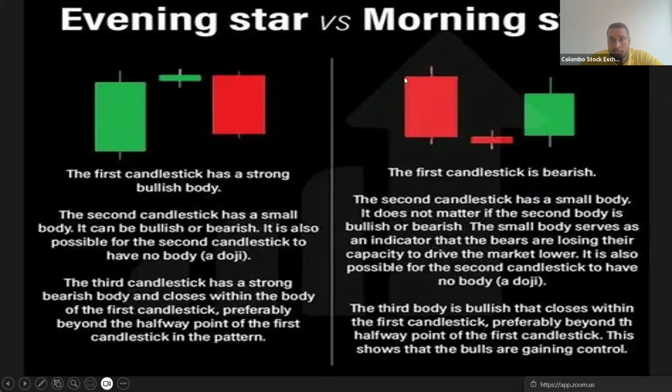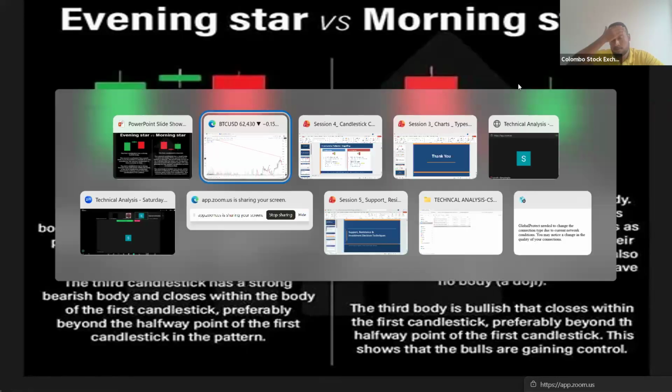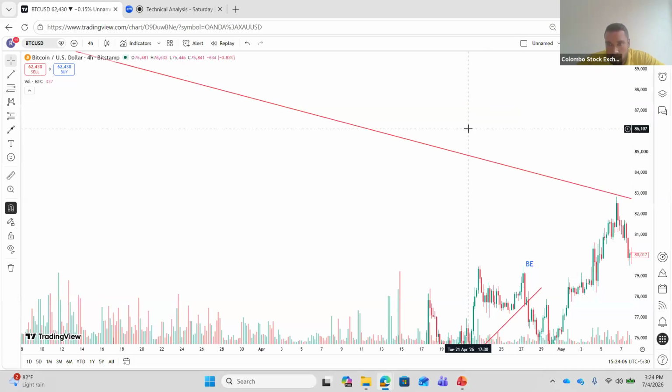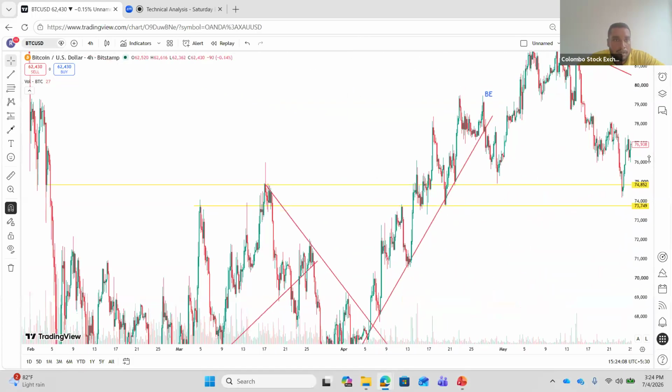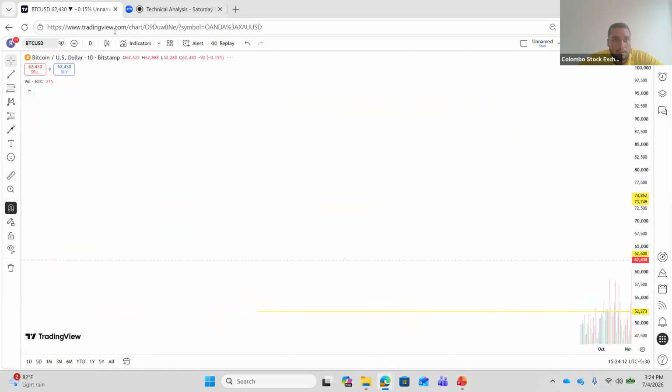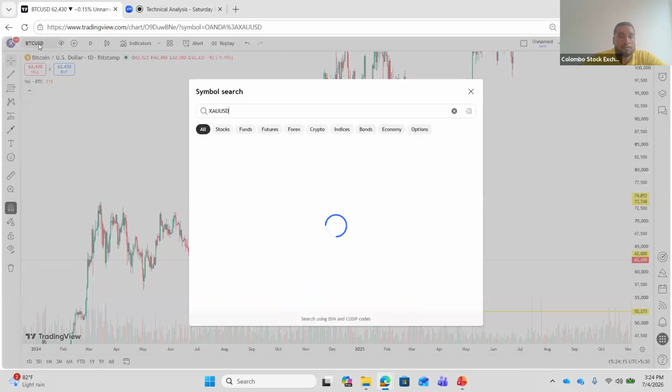By midpoint, what I mean is the middle of the opening and the closing price, okay? Not the high and the low price. The body, the middle of the body, right? Basically here. And this one closed above that, right? So this is a morning star. Let's see if we can spot it. I think I marked some. Let's go to the daily chart. All right, let's go to XAV.